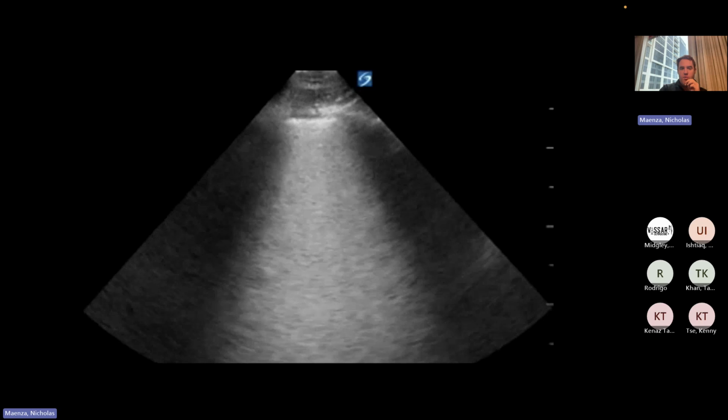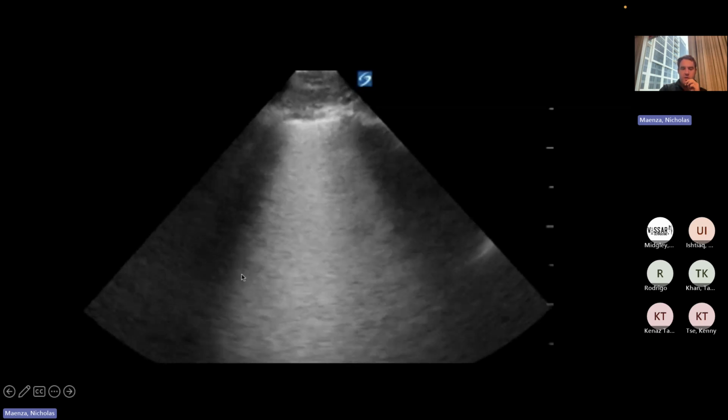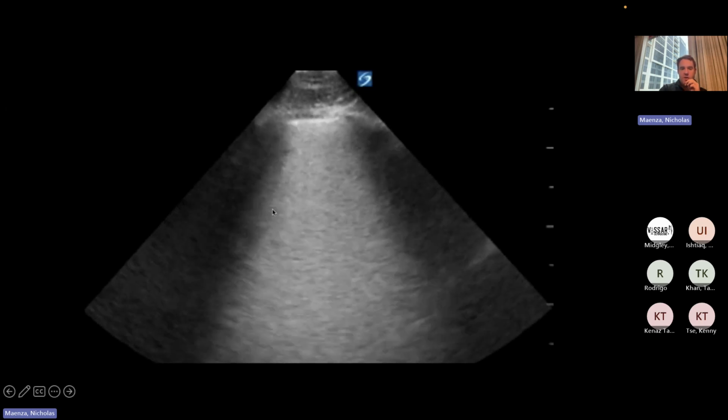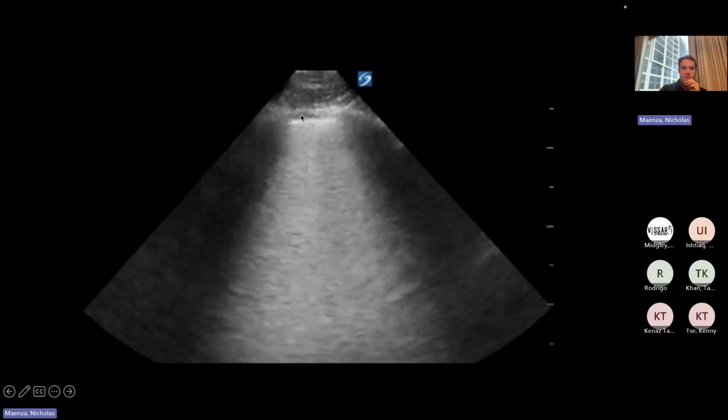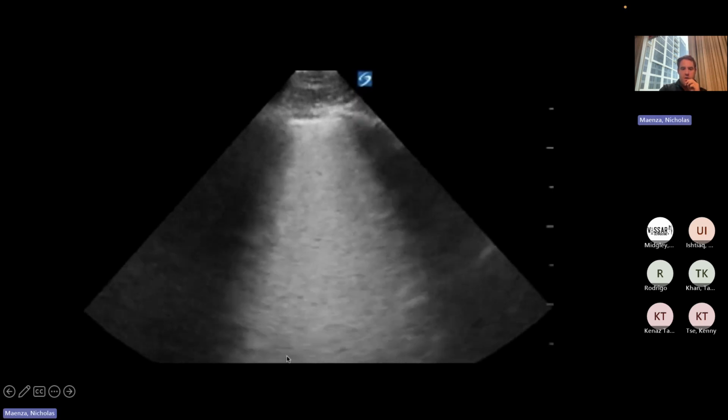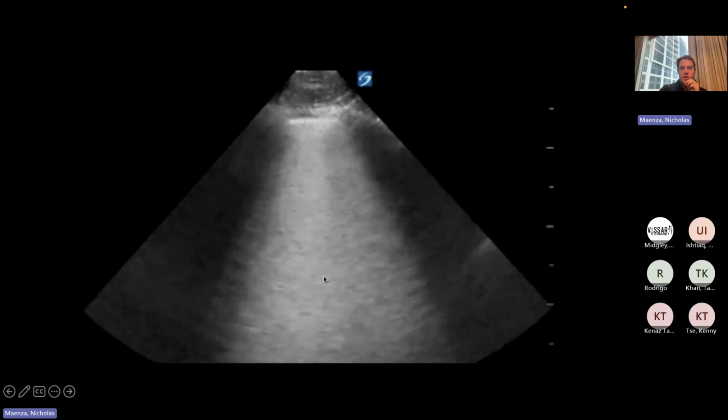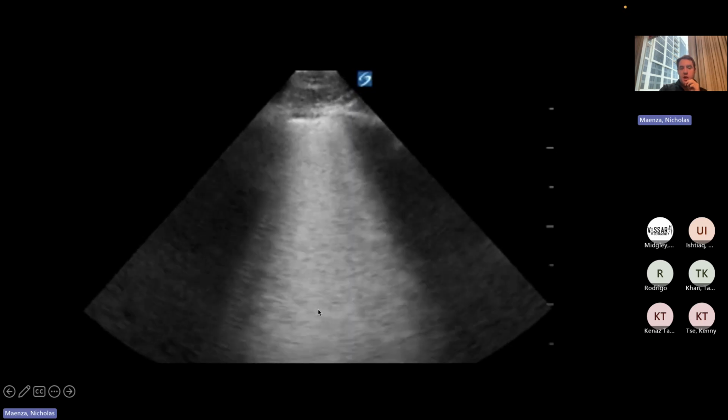And then you have way more where these are confluent. Again, this is like a big spotlight. So even though this doesn't look like a single beam coming down, this whole thing right here is almost like a spotlight shining down. So that's a confluent B line. This is more severe pulmonary edema.